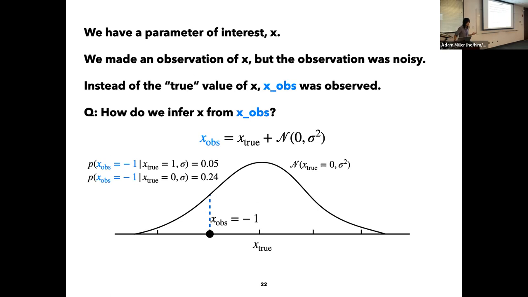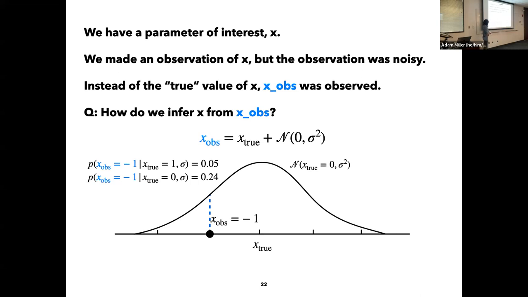Now if x true equals 0, we just have the same function but shifted one back. And now they evaluate the x observed again. It has a higher probability, 0.24.